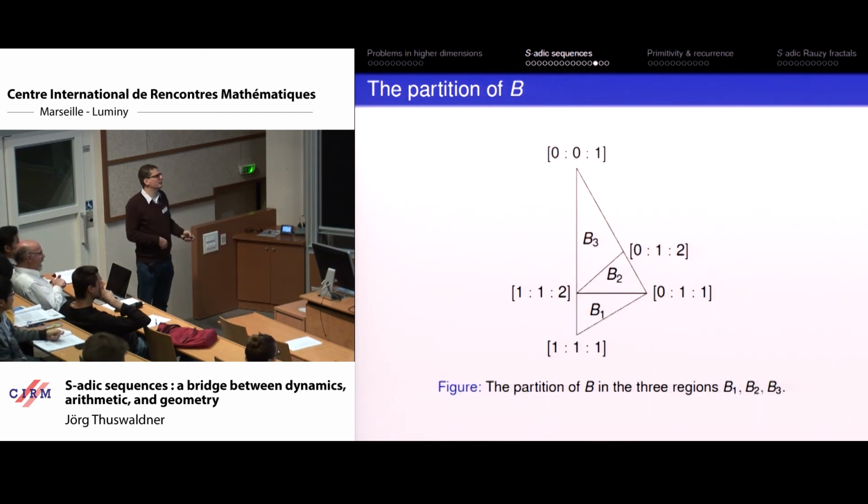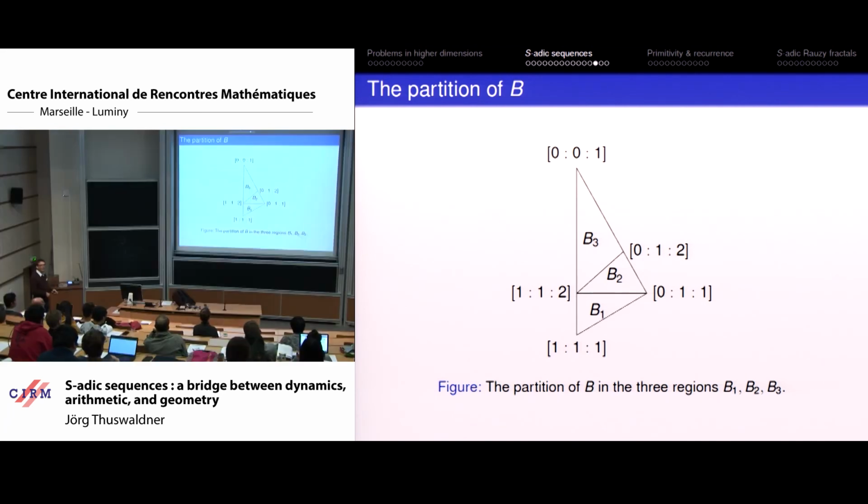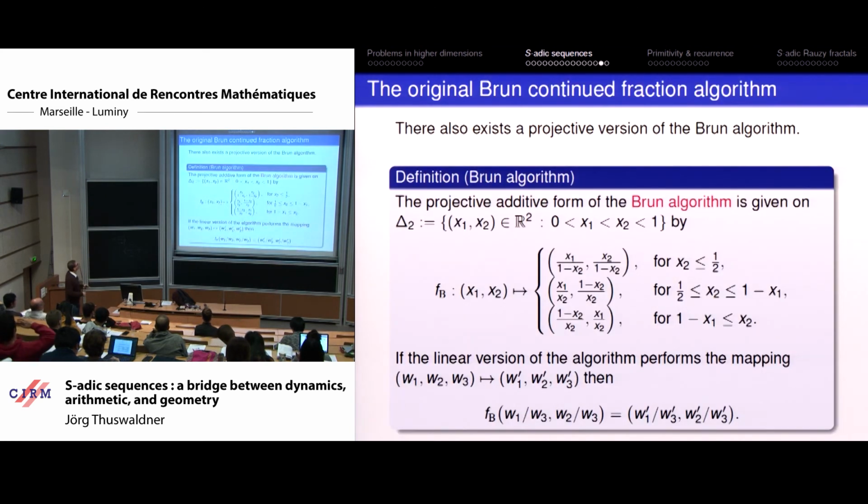So it's not really needed. This is just the trace of B, of the region B, and here is how it is subdivided into the three subregions. It's not so important. But it's nice. So that's for the classical case.